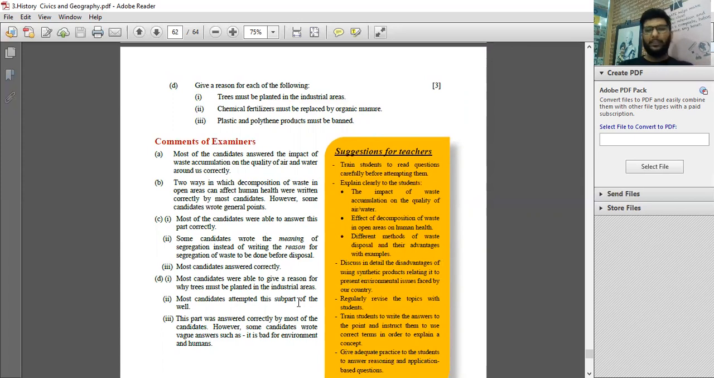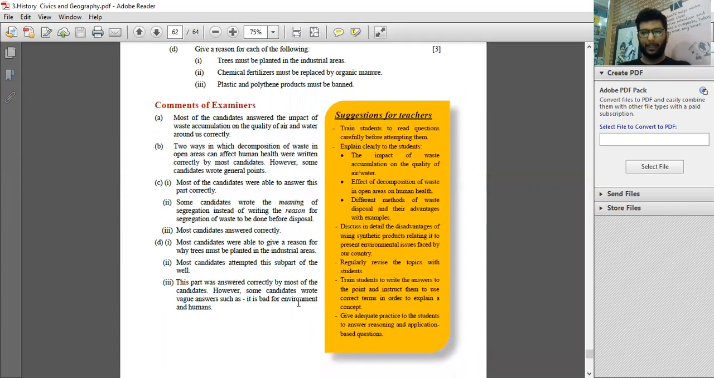So when it comes to meaning, segregation, terms, you have to be very careful. Composting, segregation, dumping as a matter of fact, incineration, very important topic which you should be understanding. Eutrophication, biomagnification, chances are less to be asked, but you should know the meaning of that. We've already understood the meaning, so that will play such an important role for you, right? Impact of waste on the accumulation, how the quality of air and water is getting deteriorated, the effect what you get to see on the decomposition of waste in the open areas, methods of waste disposal, the advantages out there.